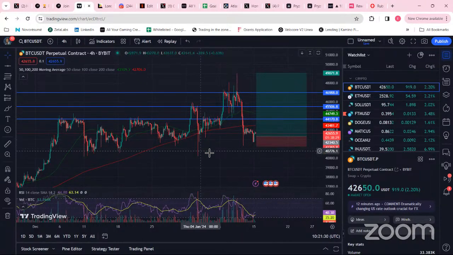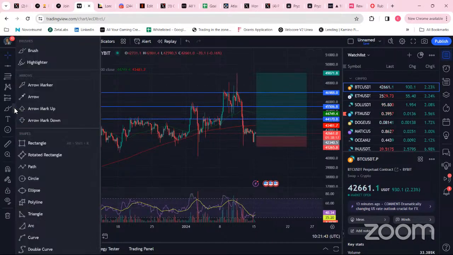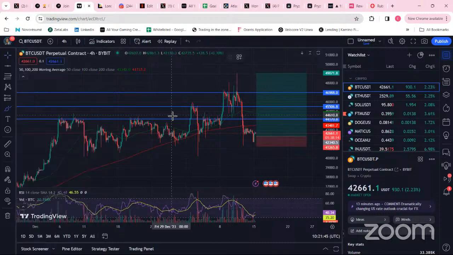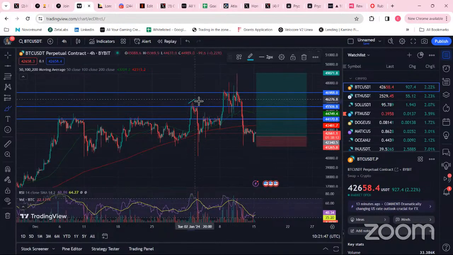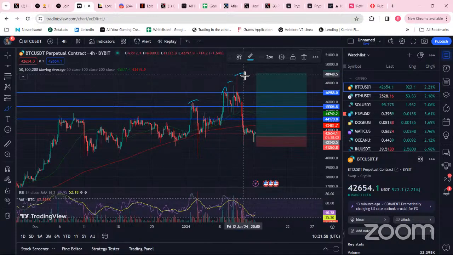It touched 41,700. From here we're just seeing higher lows, and actually we are seeing higher highs here too. If you look at, let me draw this, this is a higher high, this is a higher high, this is a higher high, this is a higher high, right?